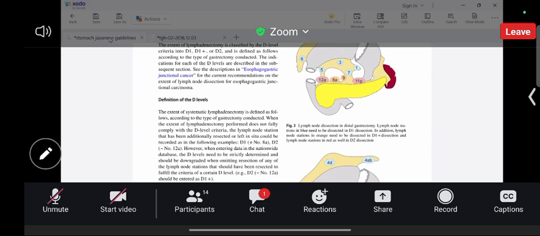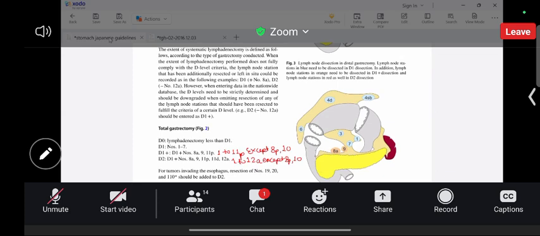Okay, so definitions of D level will be according to the type of gastrectomy. So with total gastrectomy, D0 will be lymphadenectomy less than D1. It will be known as D0. Then what is D1? We have to remember this. For total gastrectomy, D1 is node 1 to 7.